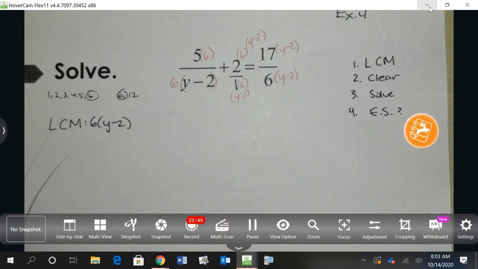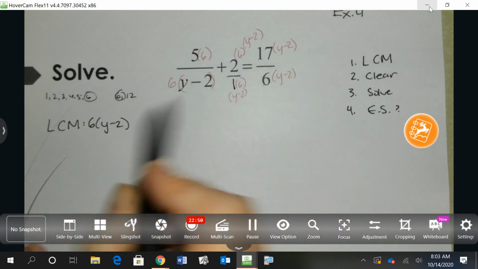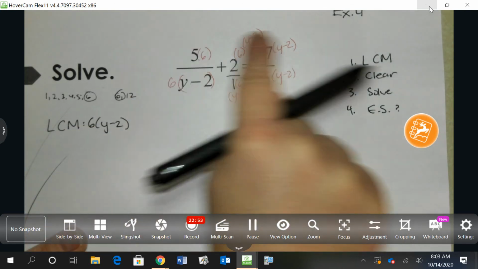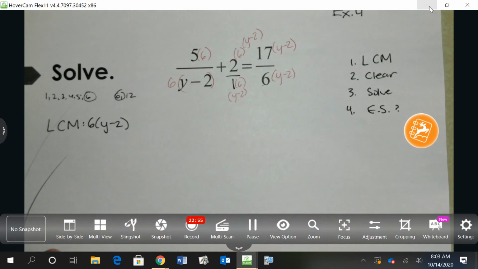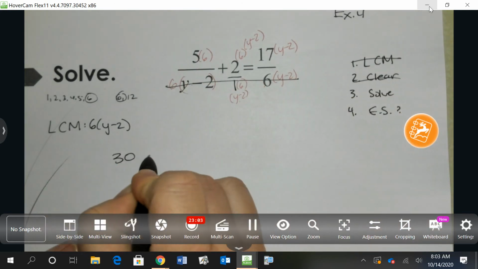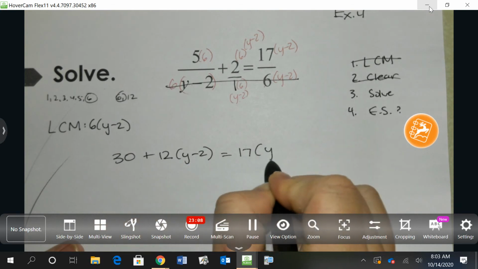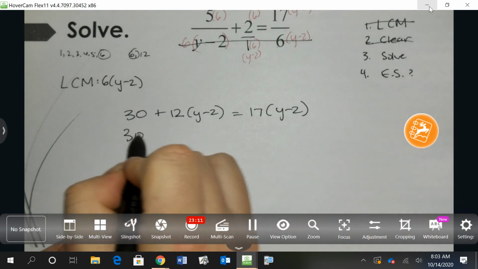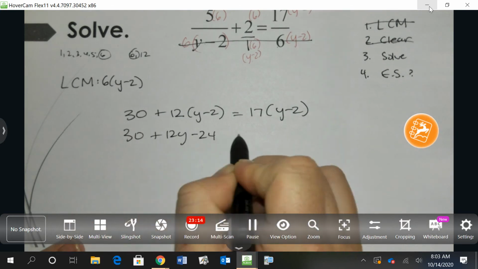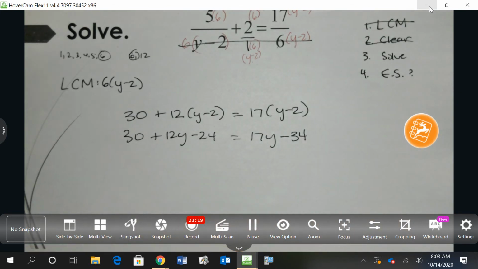And I do want to go back and check everything. 6 times y minus 2. Remember, whatever you attach to the bottom, you must also attach to the top of that same fraction to keep the value of the fraction the same. So I get to now clear out the bottoms, and I only have to solve the top. 30 plus 12 times y minus 2 equals 17 times y minus 2. And now you can see that this looks much like example 1 and 2.